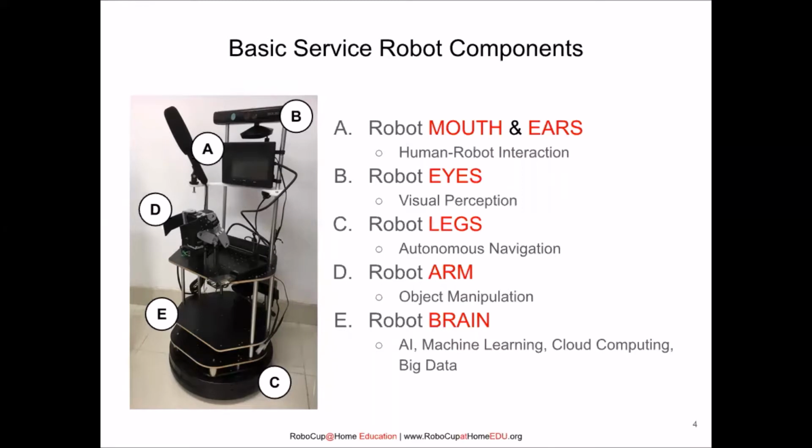Then the third one is the leg. This one is very straightforward. I think everyone can understand. It is for navigation. Navigation means the robot is able to move around like a normal human being, in your environment, in order to do a lot of work, applications, and so on. The robot cannot be stationary at a point, but needs to be able to move autonomously. So this is very important.